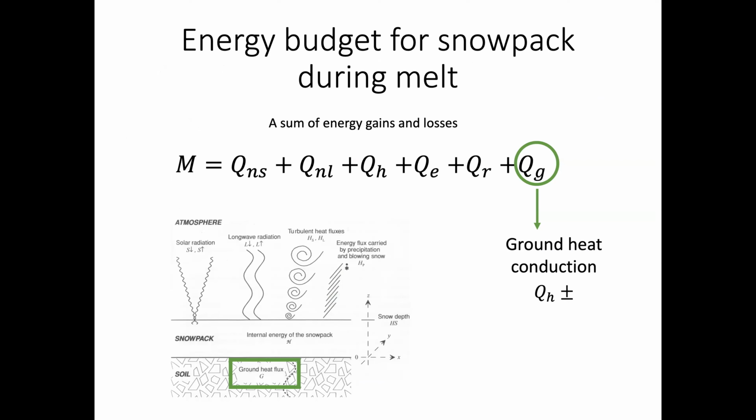The final term is ground heat conduction, which is relatively minor. As I noted earlier, in the winter, heat conducted from the soil can contribute to the gradual ripening of the base layers, but moving into spring is nearly insignificant. Once the snowpack is thin, say 20 to 25 centimeters, ground warming becomes relatively more important.